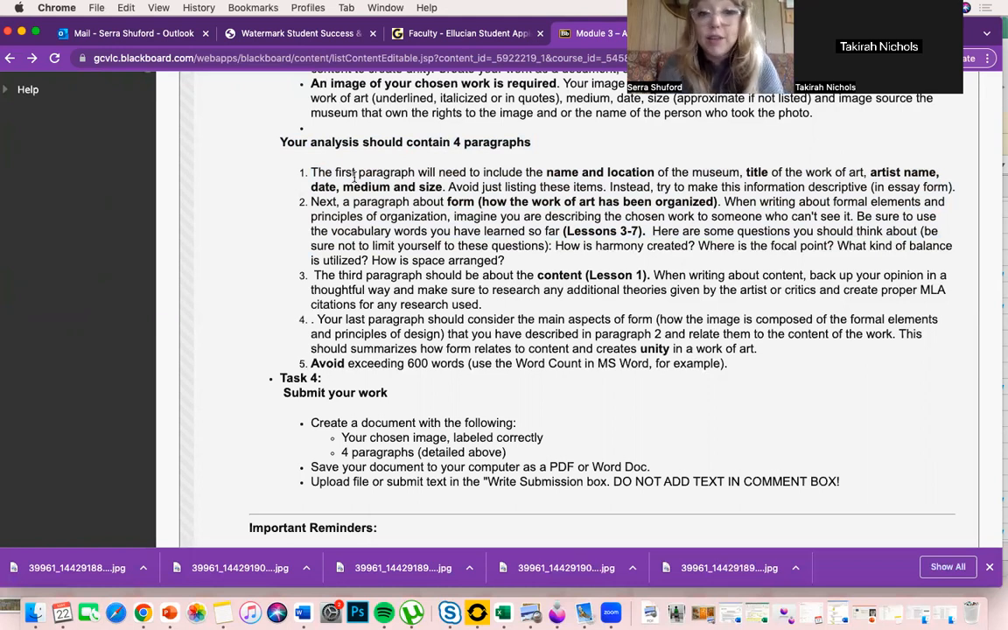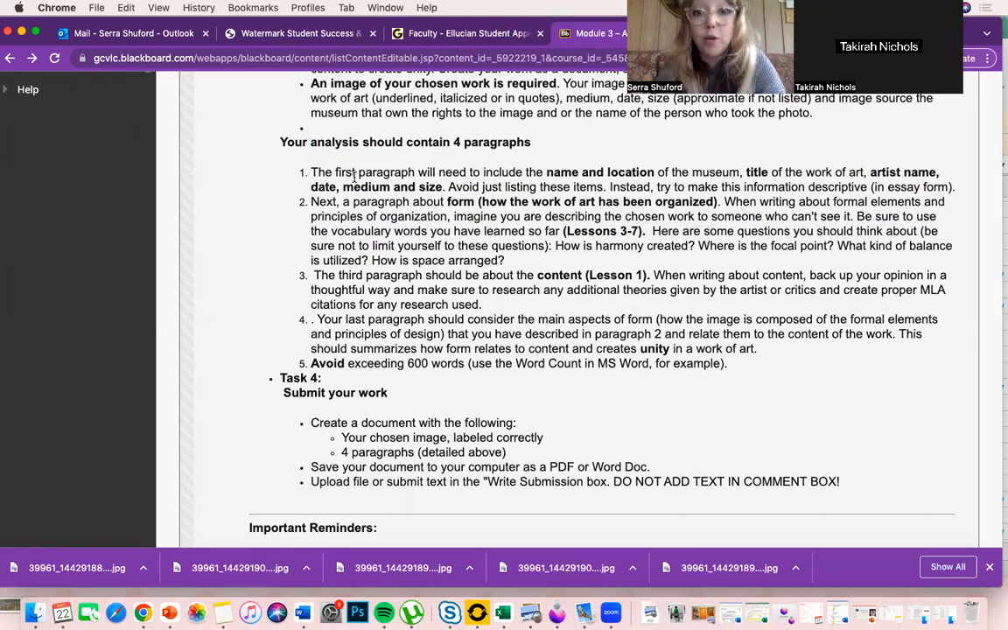The first paragraph, it's 4 paragraphs. The first paragraph will need to include the name, location of the museum, title of the artwork, all that stuff that's in the label. But I want you to tell me about it in a non-bullet format. So you want to create proper full sentences in essay format and just give me a little synopsis about what it is that I'm looking at.